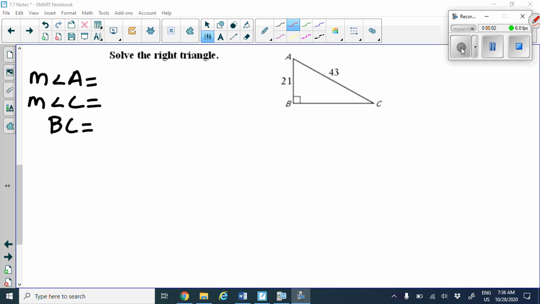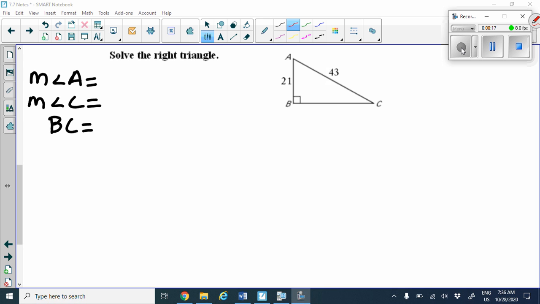Hey guys, so here's the second part to the 7.7 day 2 notes. Once again, we're going to solve the right triangle. Remember, anytime we're solving a right triangle, meaning that we're solving both for sides and angles, there's going to be three things we need to solve for.